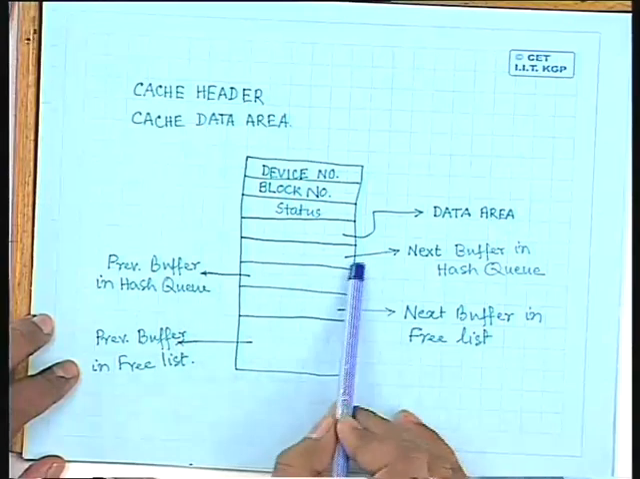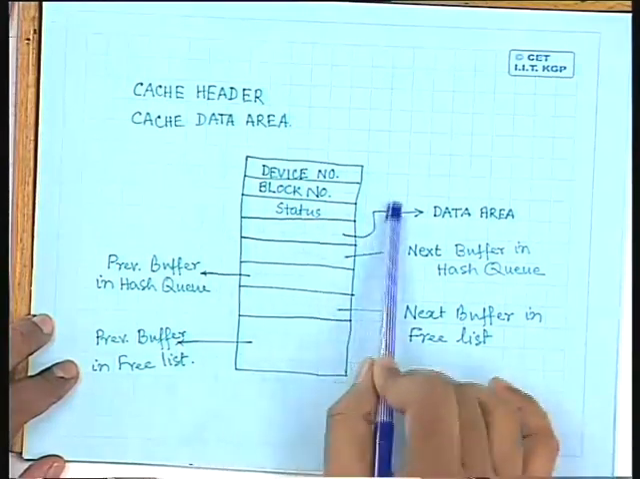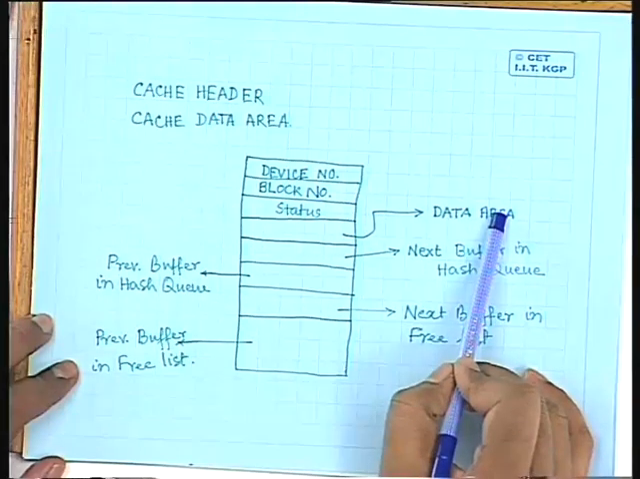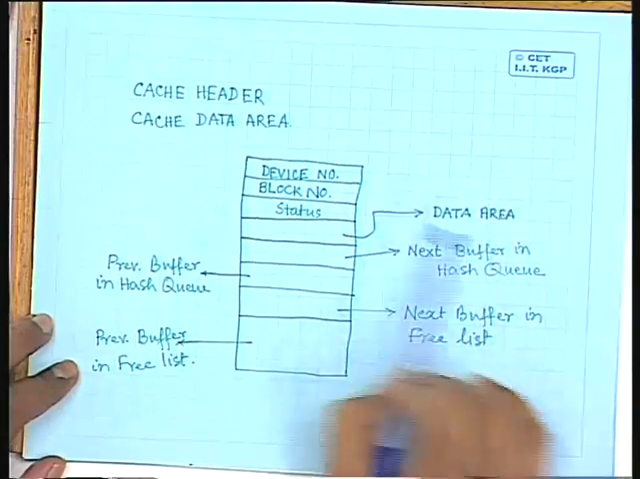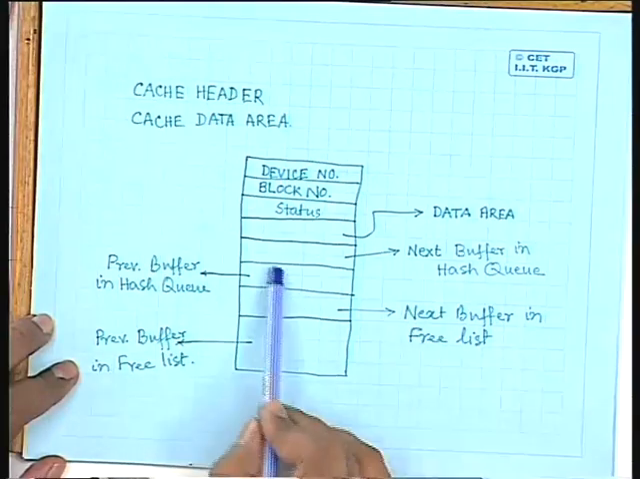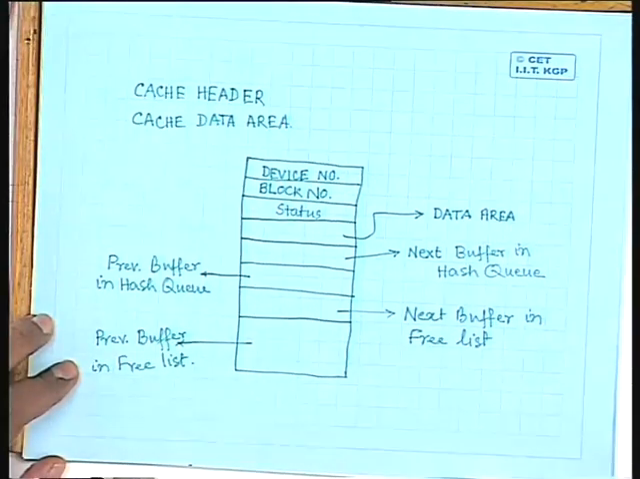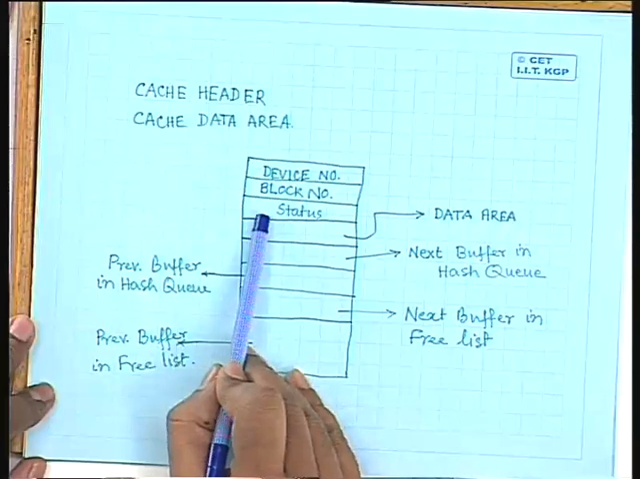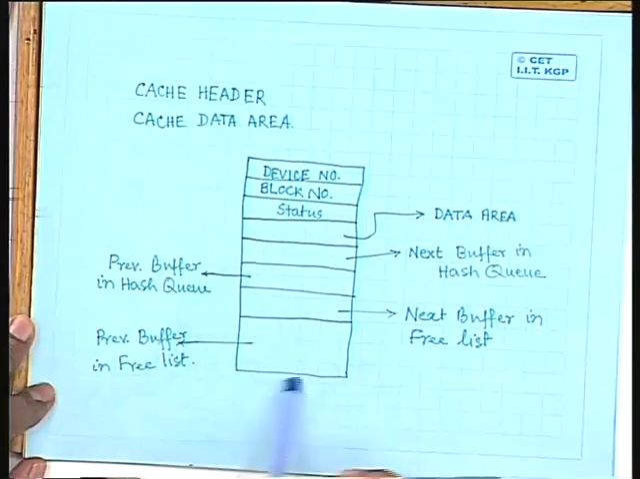Then among other things in the header, we have said that we have a number of pointers. One pointer obviously goes to the data area, because this is the one which actually contains the block data. Then we said that the buffers can be maintained in two different queues. One is the free queue. When the status field indicates that the buffer is locked, then this buffer will not be present in the free list queue.